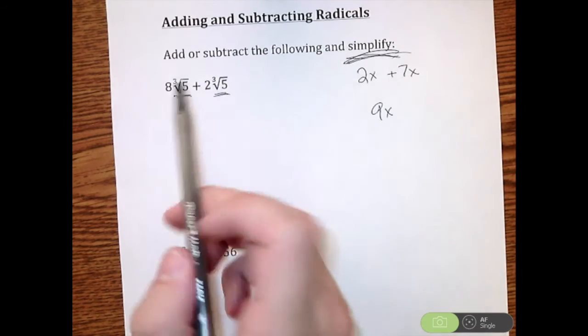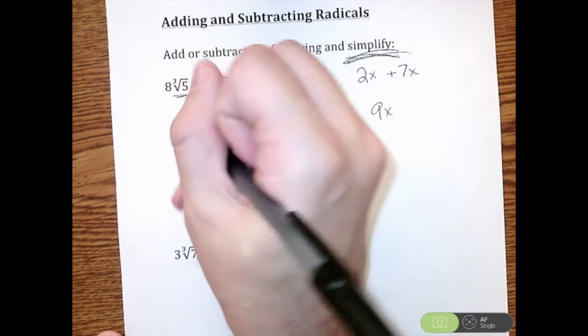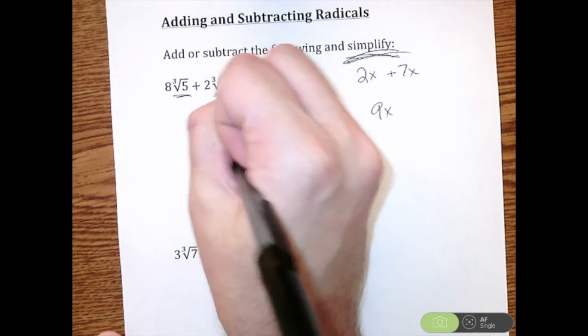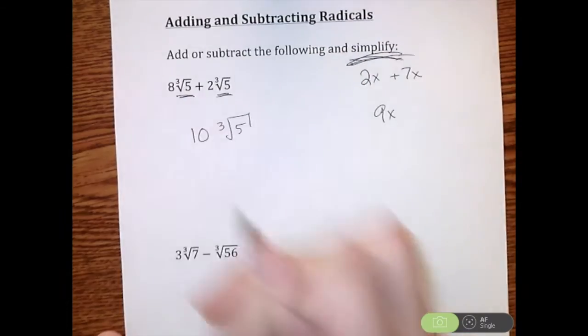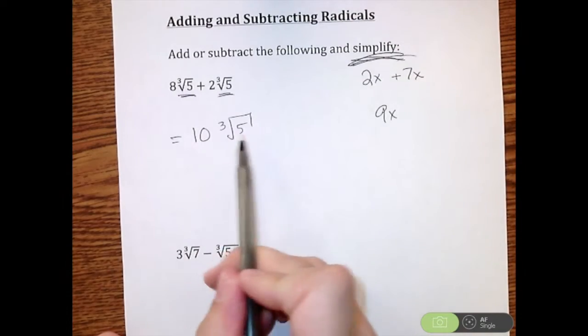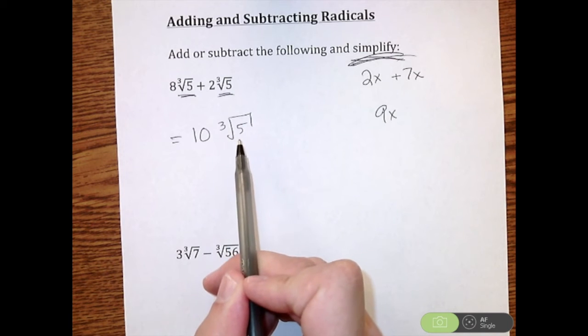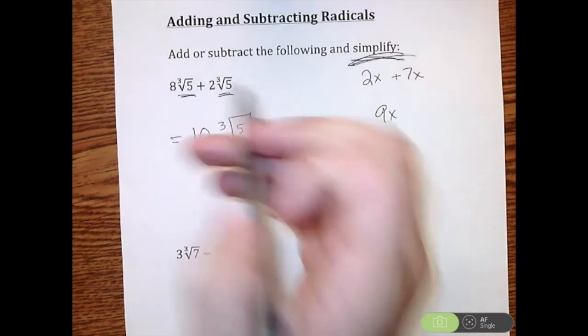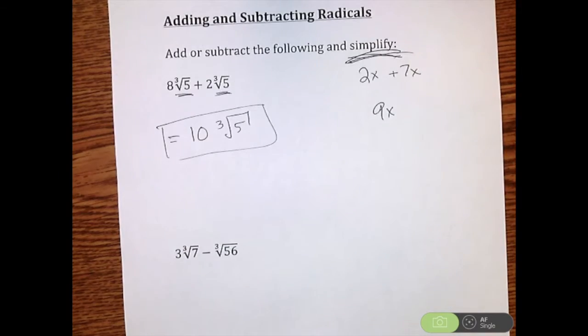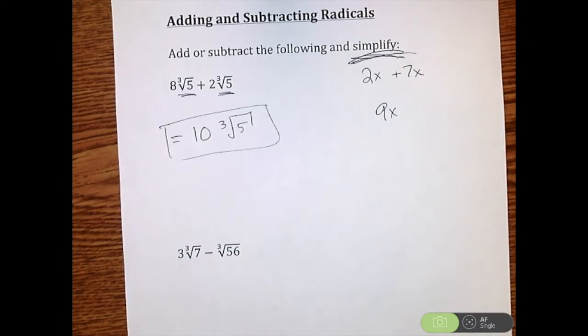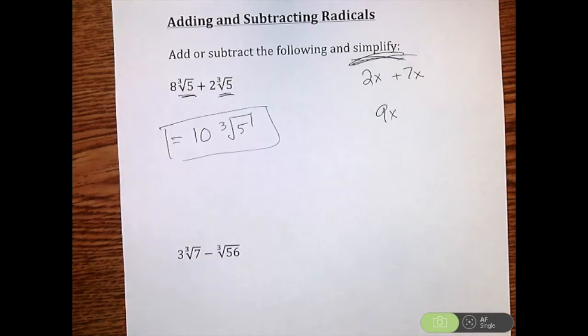So all we have to do is say, well, what is 8 plus 2? And that is 10 cube root of 5. And guess what? That's it. You would look to see if you could simplify this. Cube root of 5, you can't really do anything with that. That's as simplified as it gets. So that would be our answer for the first problem. So that, even though it seems super easy, sets us up for the second problem here.